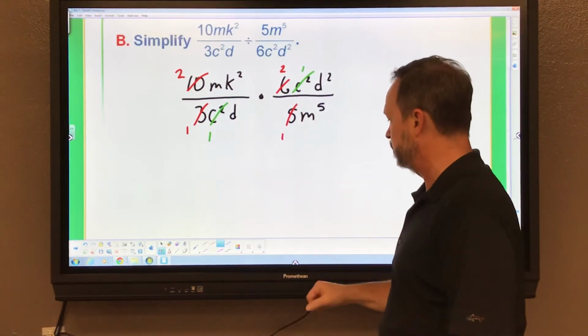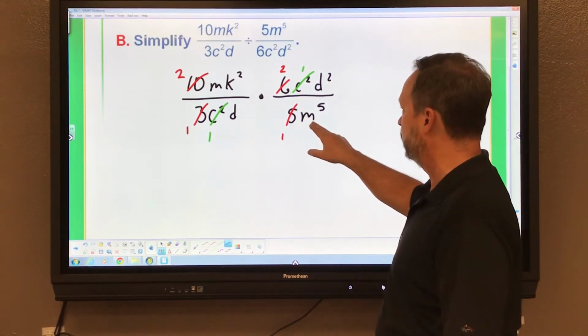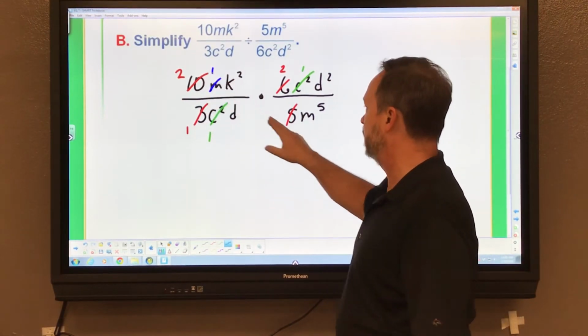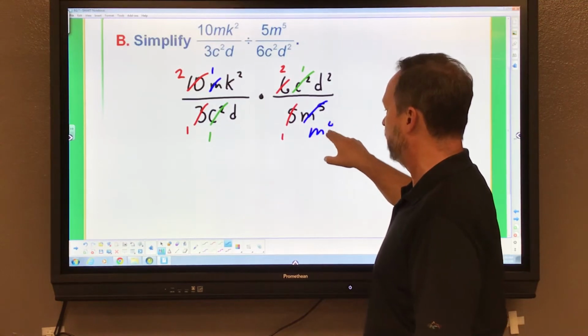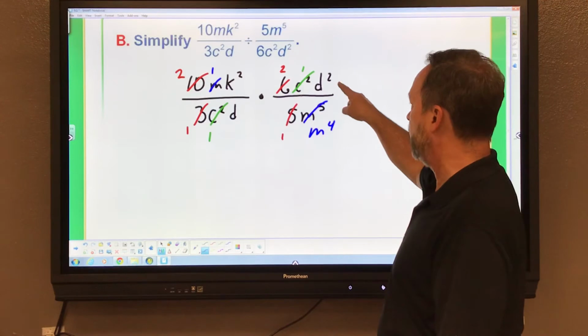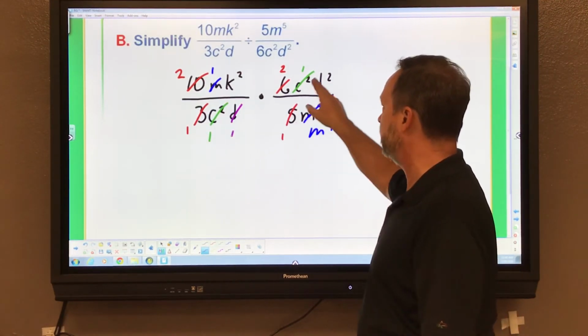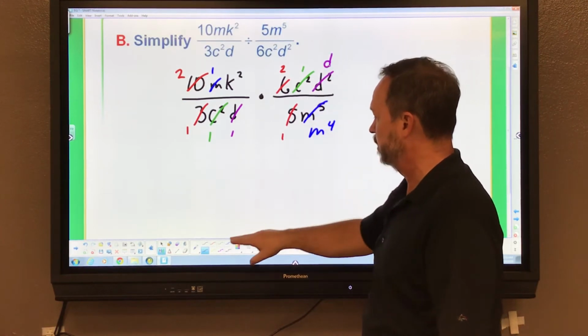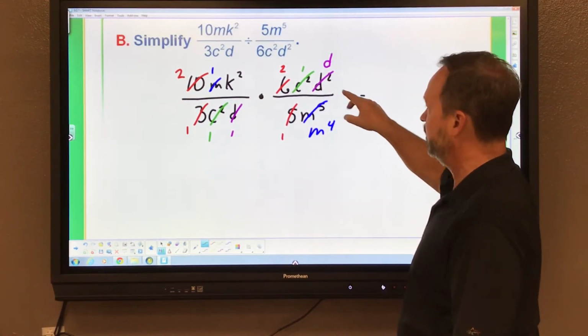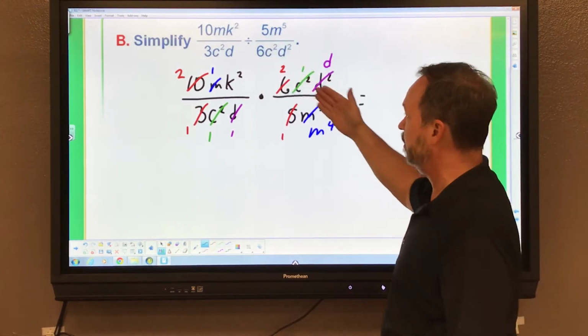Gone. And you might see that the m and the m to the 5th would be m to the 4th in the bottom, because it's heavier in the bottom. And then you might see that the d and the d squared will do a little canceling, reducing. And it's going to be d in the top, because it was heavier in the top. Now the k doesn't happen to cancel to anybody, because there's no other k's in our problem.